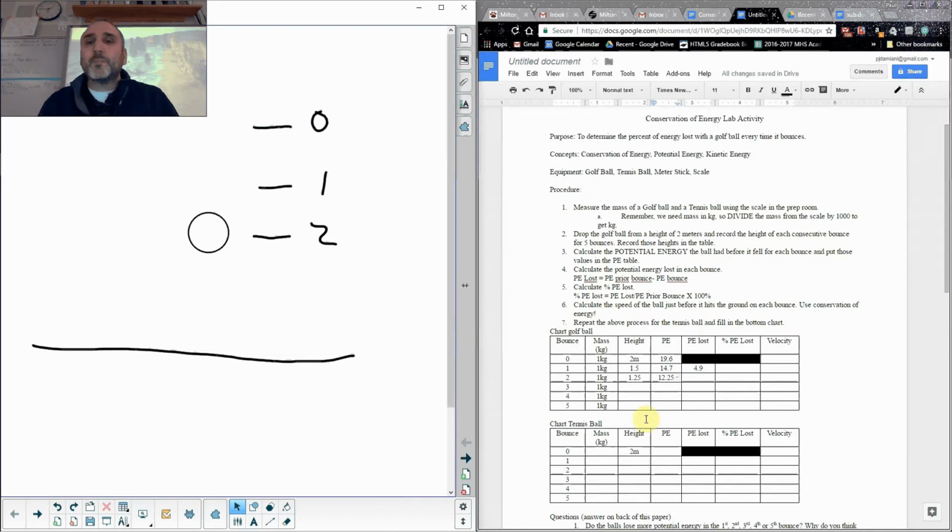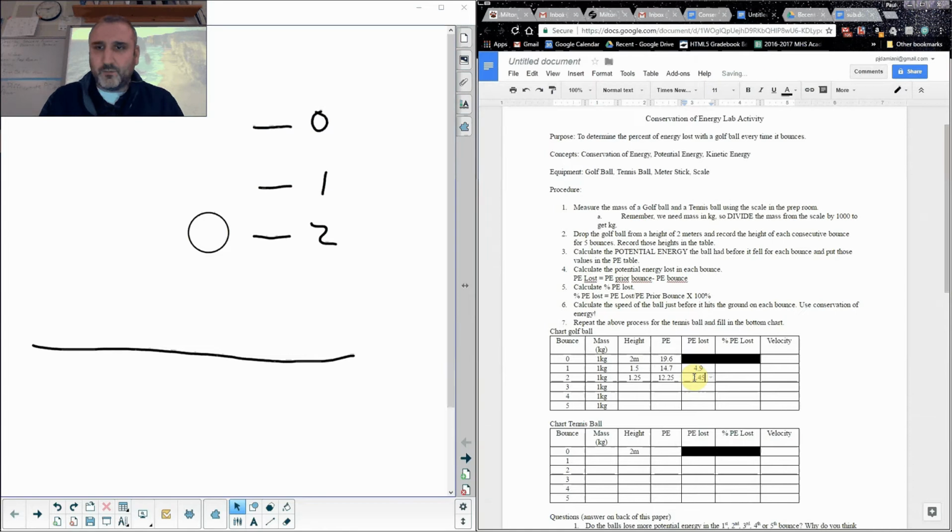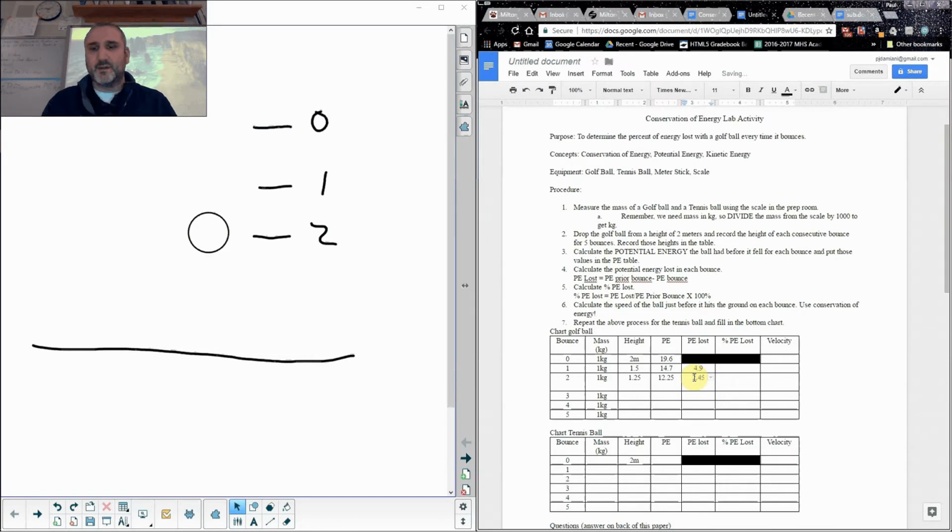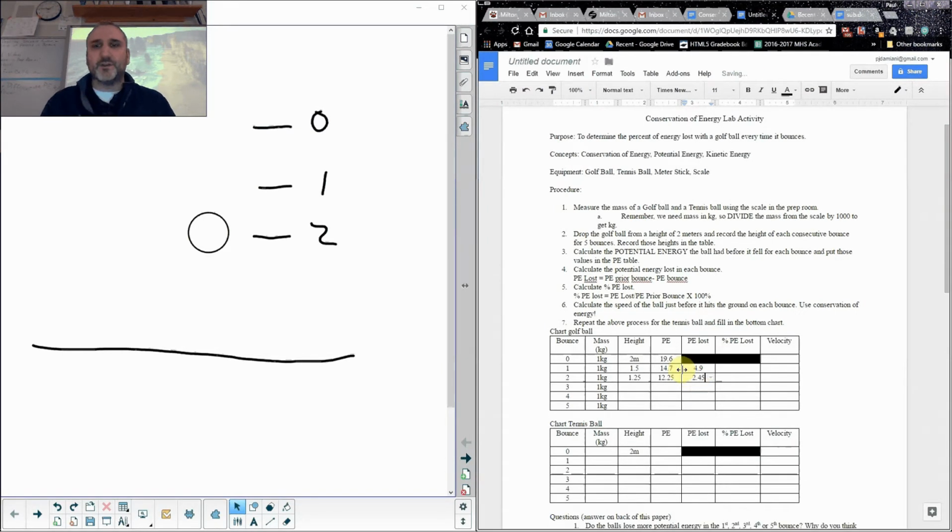All right. So then once you've got the potential energy lost, 14.7 minus 12.25 is going to be 2.45 joules lost. Okay, so I hope you see how this works.